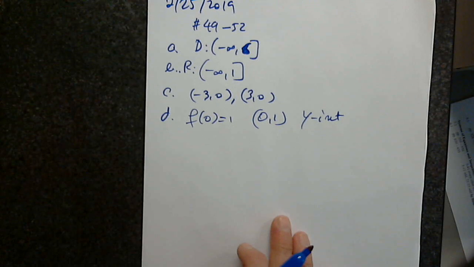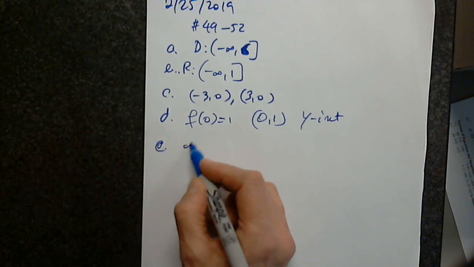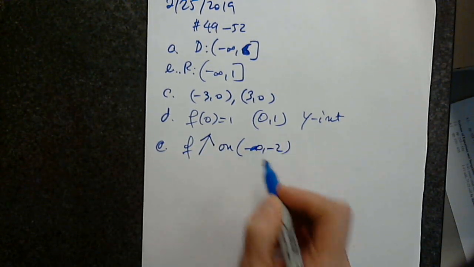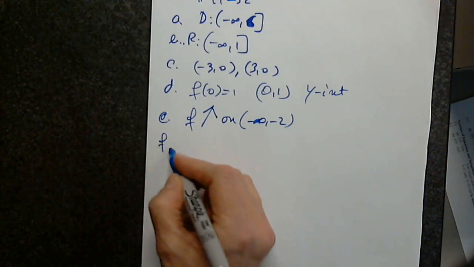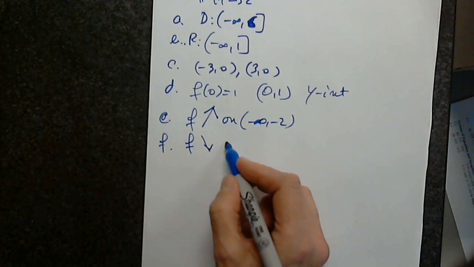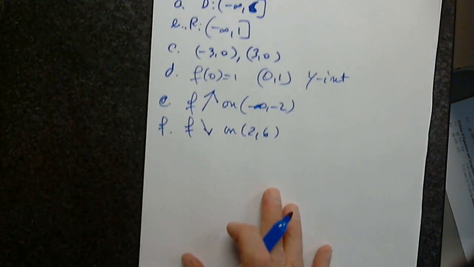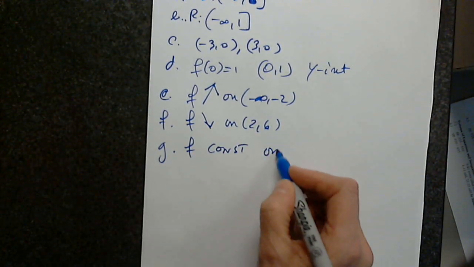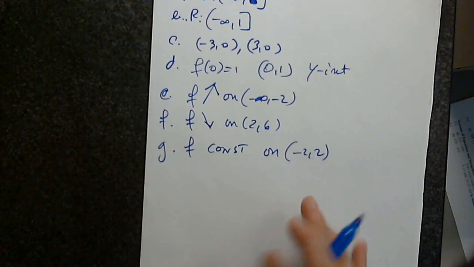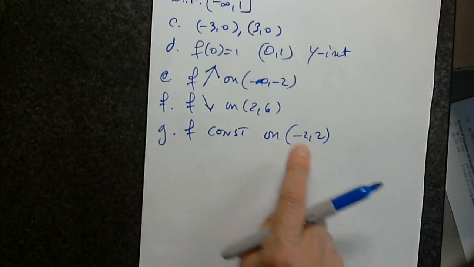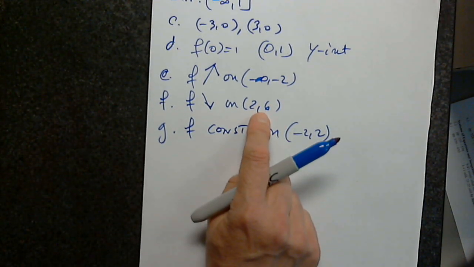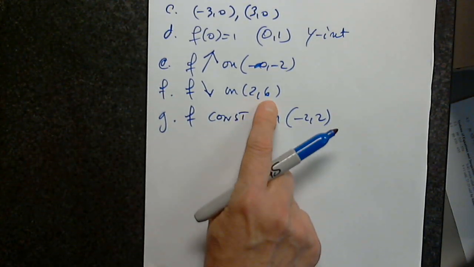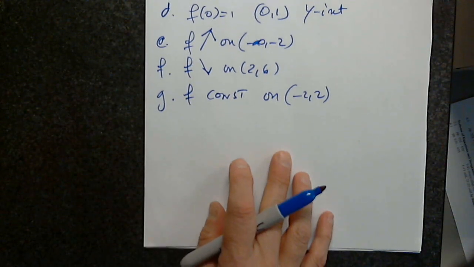Intervals, here's how I write it: f increasing on the interval -infinity to -2. F decreasing on 2 to 6. F constant on the interval -2 to 2. It's a very good point. This is not an ordered pair. It's an interval. That's why I put "on". This is not x, y. This is only for x.